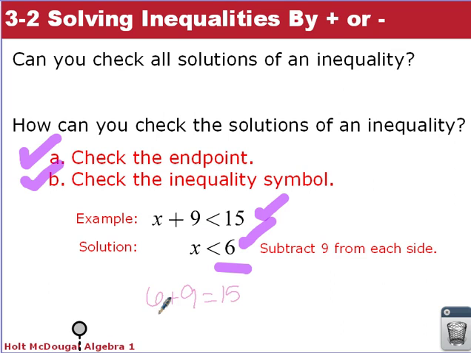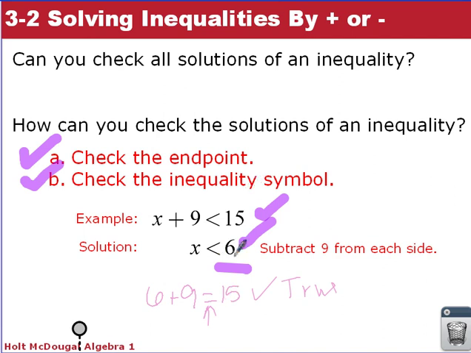So putting 6 in for x and changing the inequality to an equation, this is now equals. This is true. So our endpoint is a solution for the equation. Now to check, again, check the inequality symbol, make sure we're going the right direction.